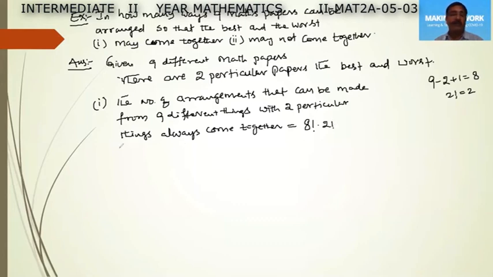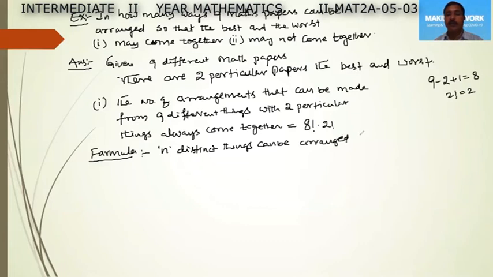Now here I will give the general formula for this kind of arrangement: n distinct things can be arranged in themselves with r particular things always coming together.